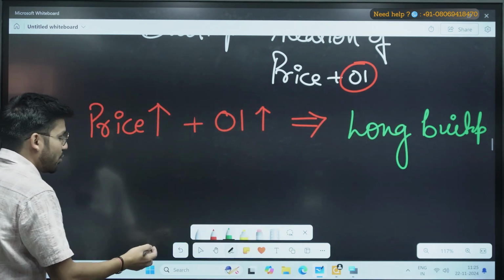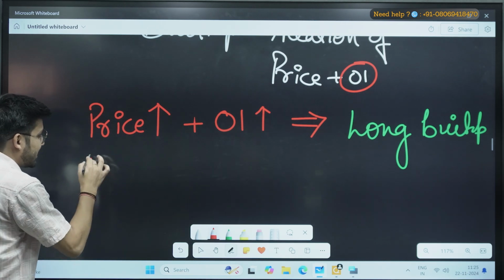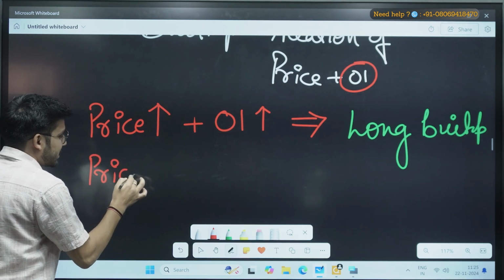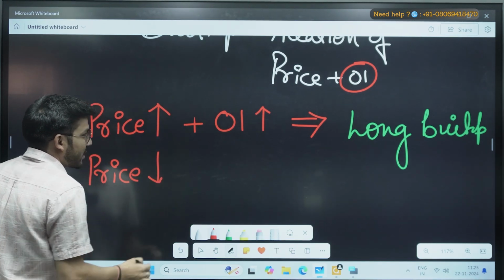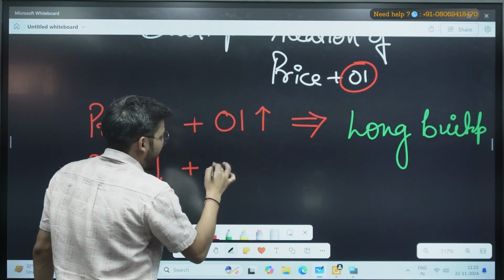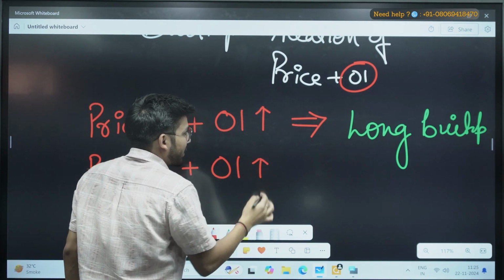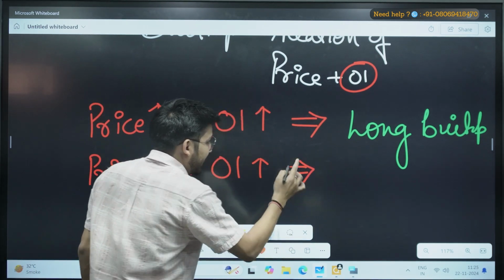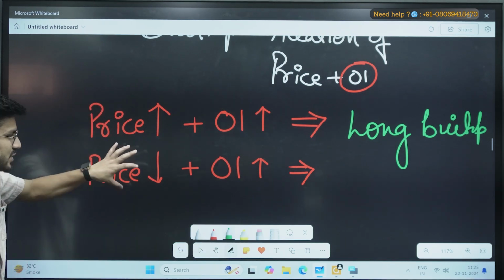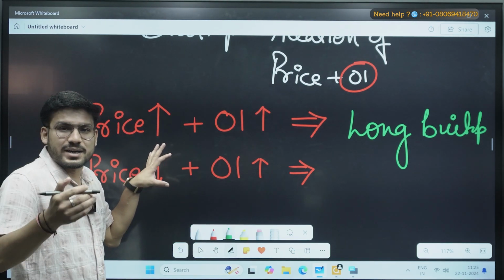Okay, that is one thing. Now the second condition is if my price is decreasing, and at the same time my open interest is increasing. What it means is that when my price was falling, the sellers are aggressive there.